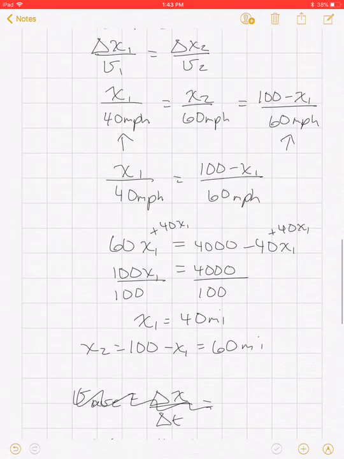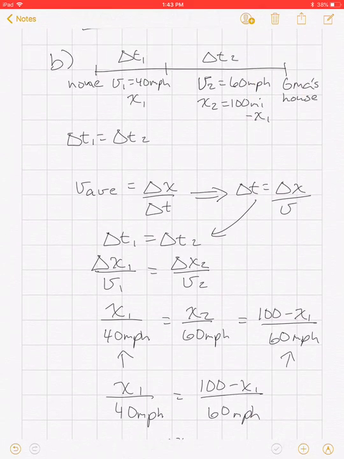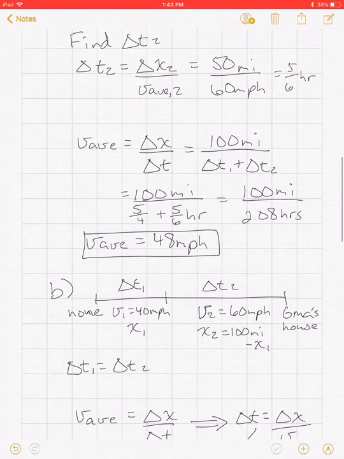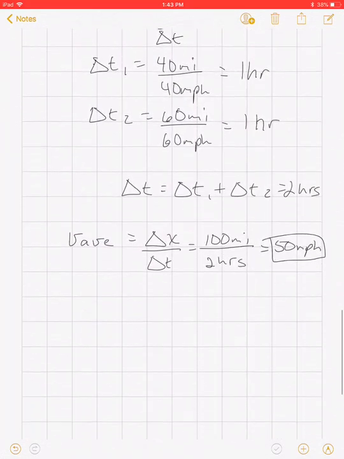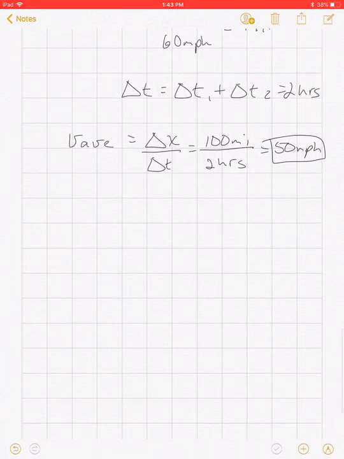But in the first case, we did not, because the total time was not 2 hours. It was slightly different. So that's problem 2. Please let me know if you have any questions.